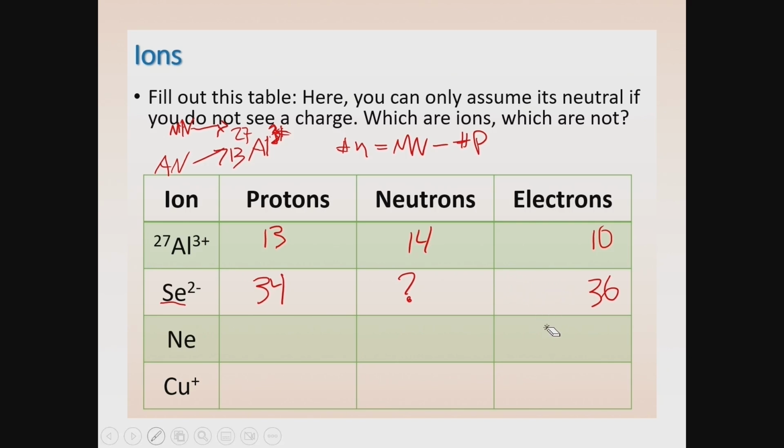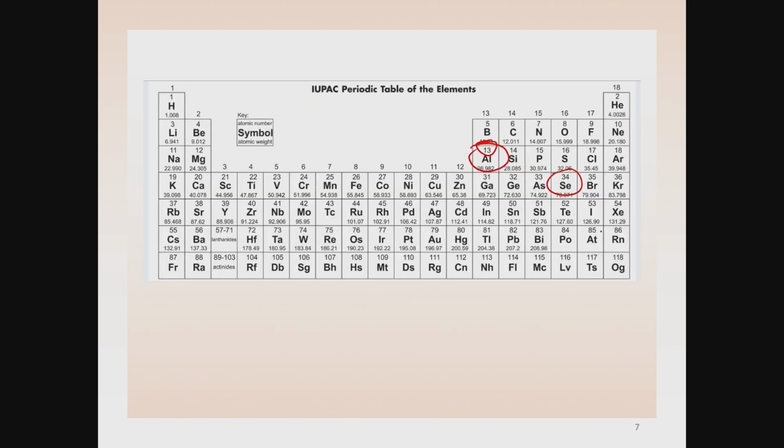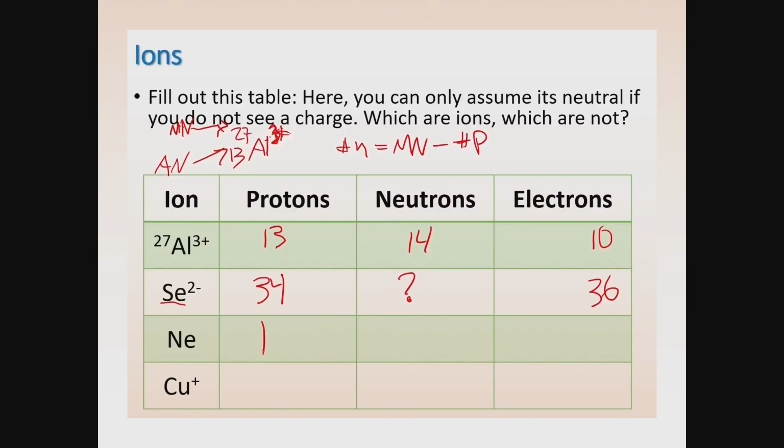Okay, let's do the next one. Now, we just have the symbol neon here. We can look up its atomic number. There it is, and its atomic number is 10. So we know it has 10 protons. Can we figure out the neutrons in this atom? No, we don't have a mass number, so we can't do that.